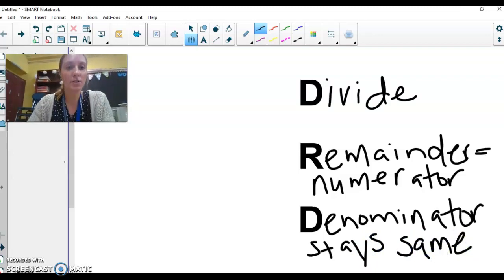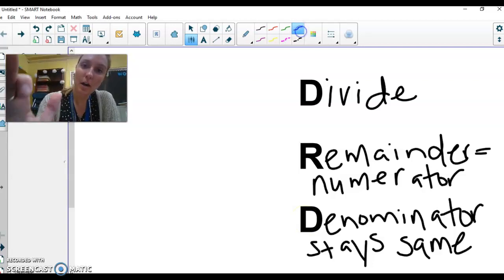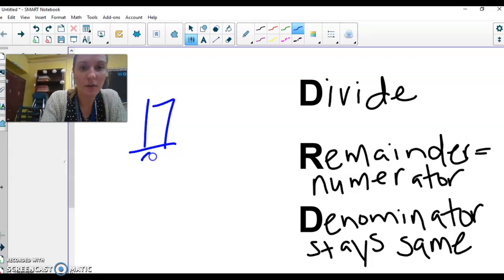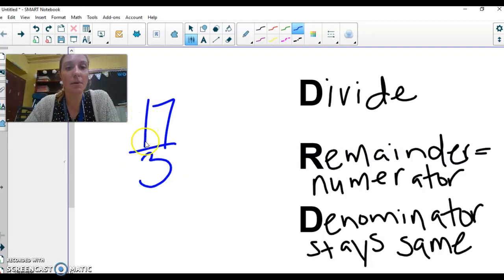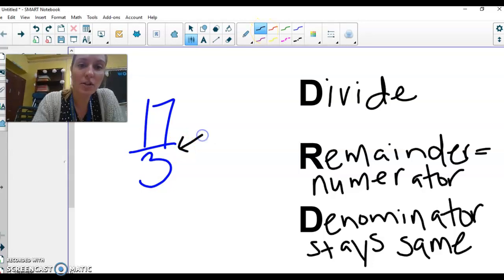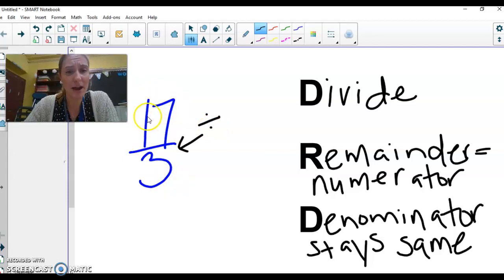Okay, so let's do an example together where we use DRD to convert an improper fraction to a mixed number. Okay, so let's say our improper fraction is 17/3. Remember that an improper fraction is a fraction where the numerator value is larger than the denominator value. So we're going to use DRD here, and the first D stands for divide. Our fraction bar represents division.